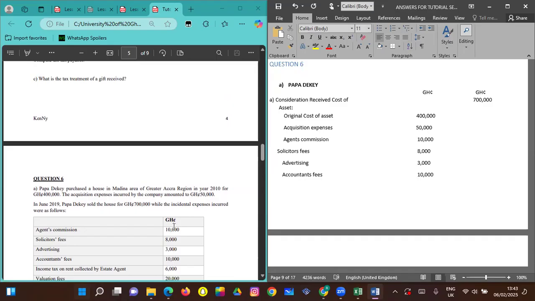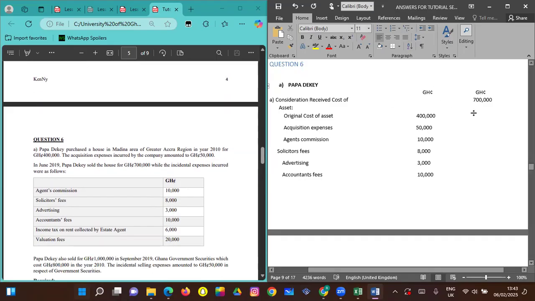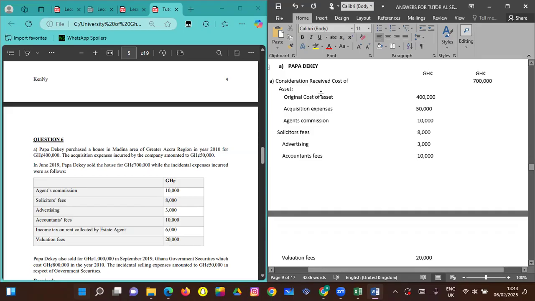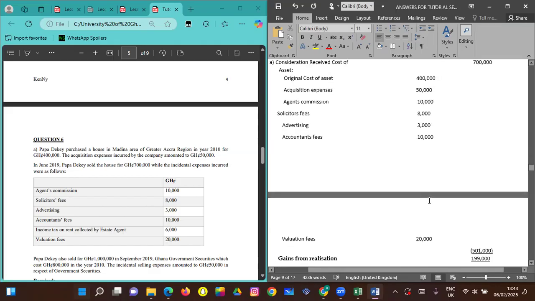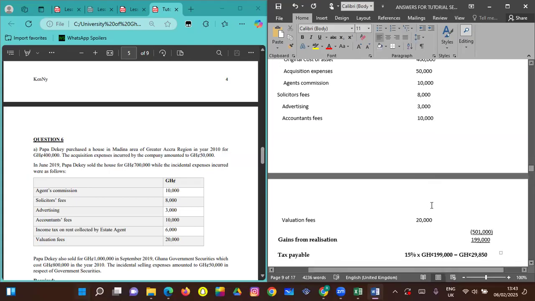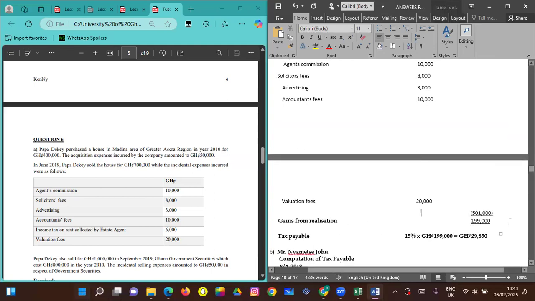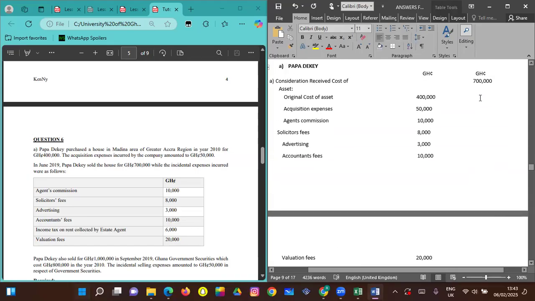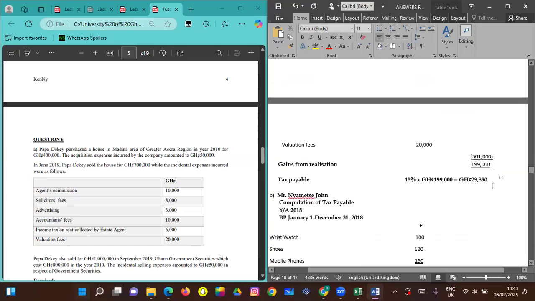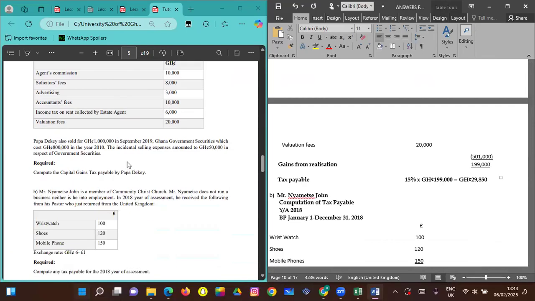So as we know, if you want to get the capital gain, it is consideration received minus any other cost incidental to it. So we've treated all of them. This is what we get as the total cost. Then the gain from realization will be this when we subtract from it. Then tax payable is 15% times this, then we get.